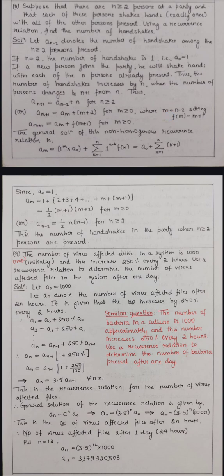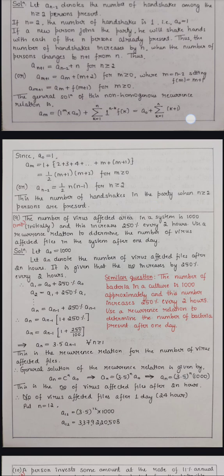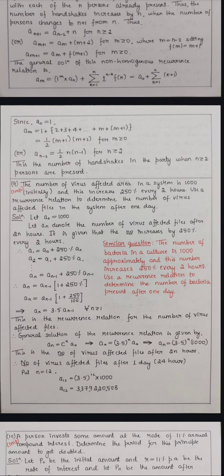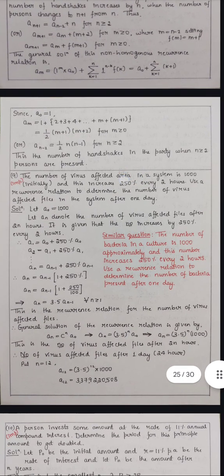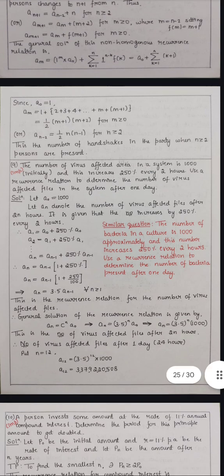So a_{n+1-2} = a_{n-2} + n for n ≥ 2, or a_{m+1} = a_m + m + 2 for m ≥ 0, where m = n - 2, setting f(m) = m + 2. The general solution for this non-homogeneous recurrence relation is a_m = 1^m a0 + summation k = 1 to n of 1^(n-k) f(k) = a0 + summation k = 1 to n of (k + 1).